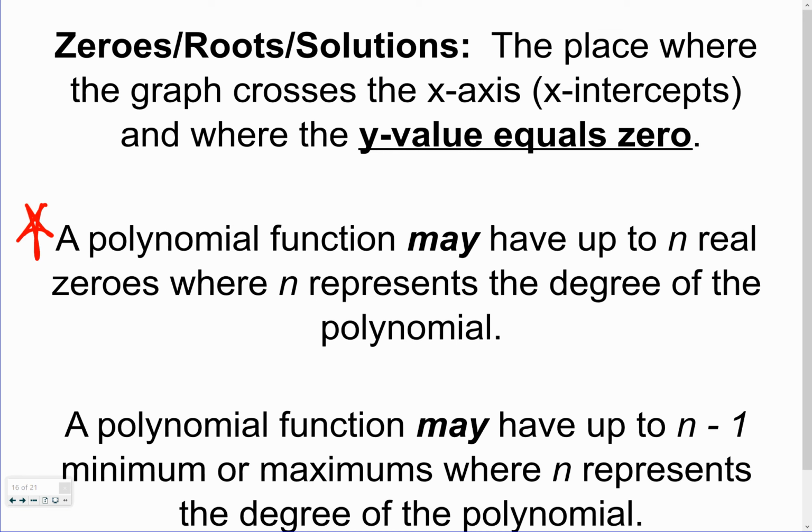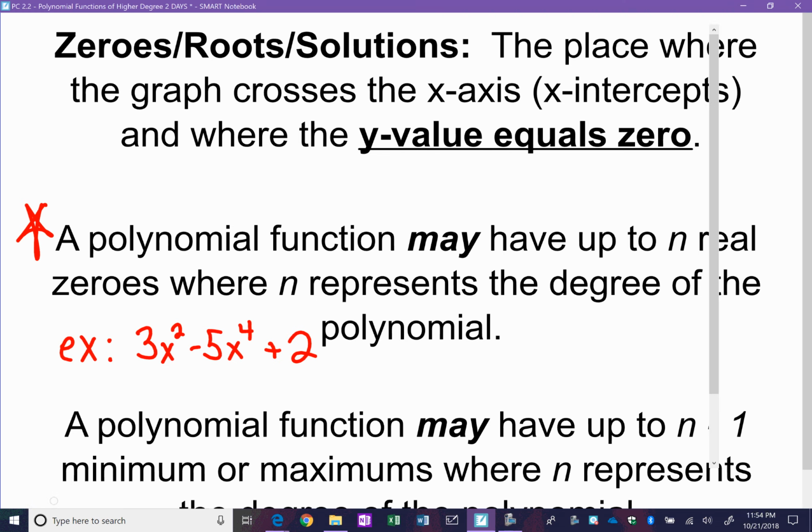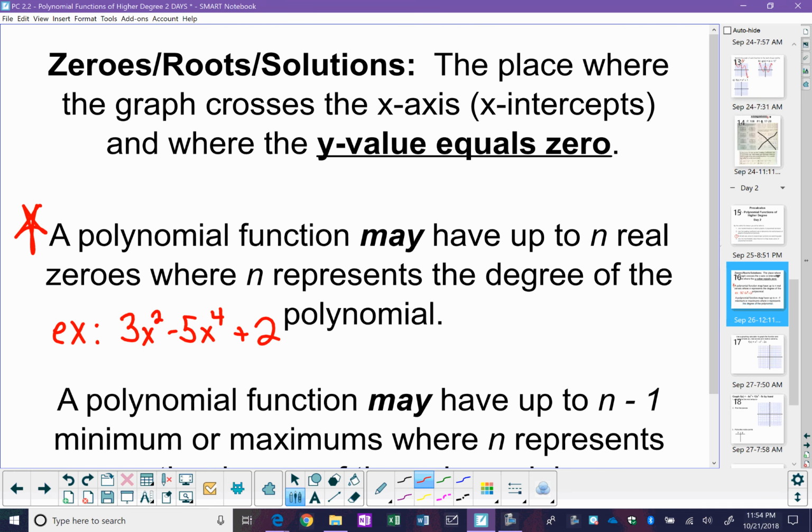A polynomial function may have up to n real zeros, where n represents the degree of a polynomial. So for an example, if I gave you this polynomial, 3x squared minus 5x to the fourth plus 2, we would have to identify our degree. And remember, it's not always the first exponent. It's the largest exponent. So my degree would be 4.